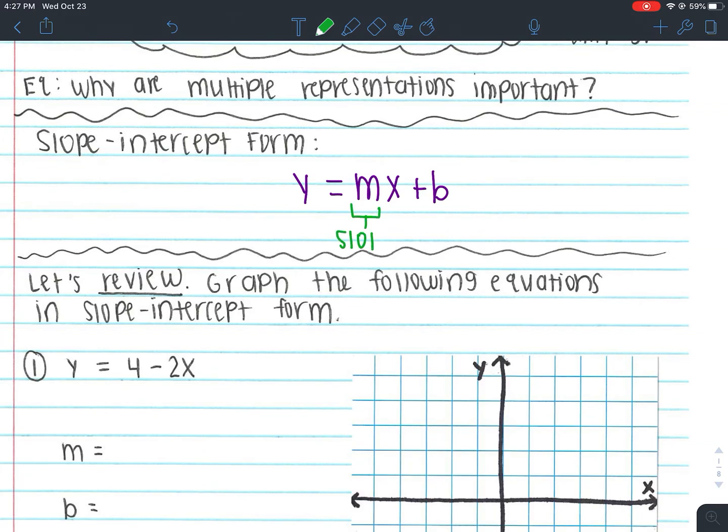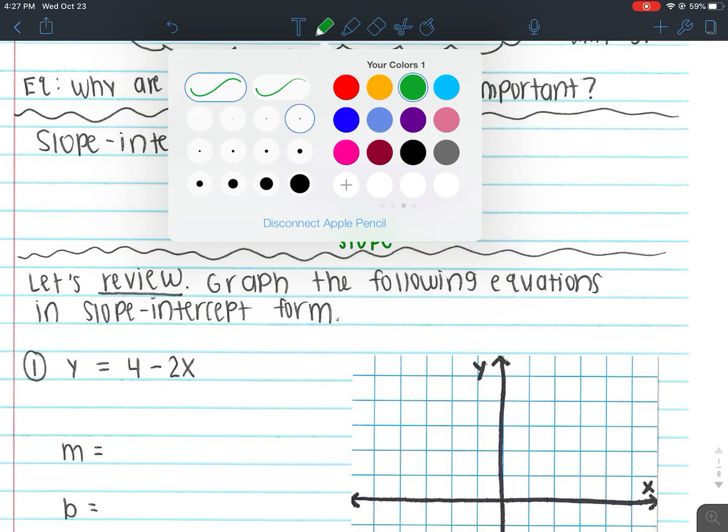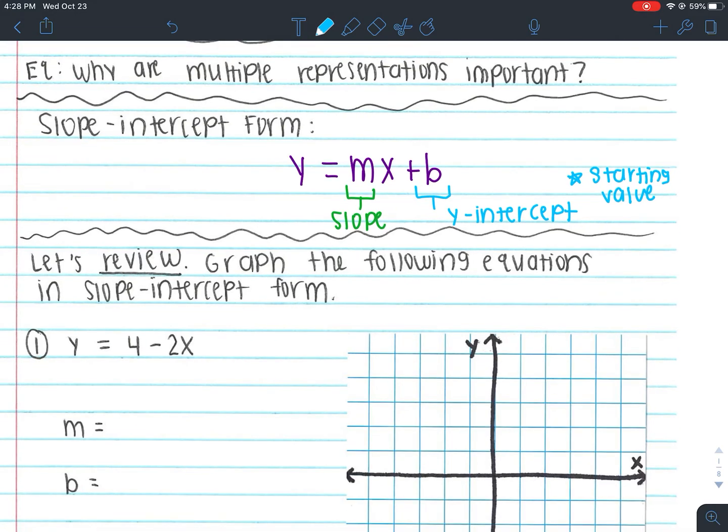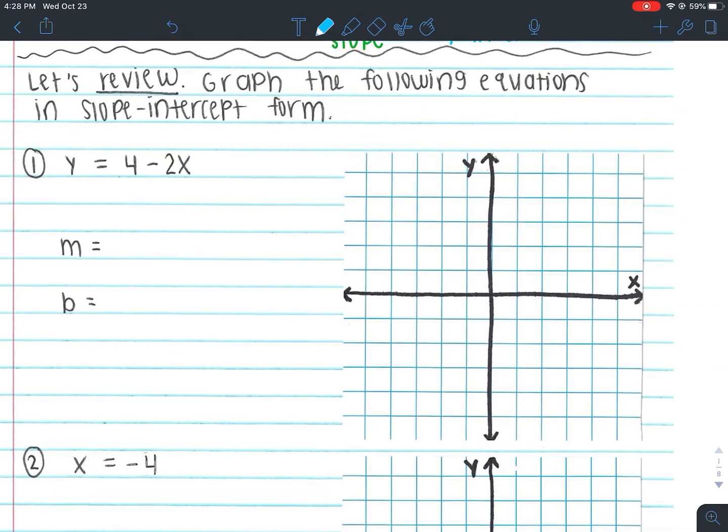The slope part of this equation is going to be the m value. So m always represents slope for us. And the intercept part is going to be the b value. So this is the y-intercept. So not just any intercept, it's the y-intercept. And just as a special note, this is also considered our starting value. So when we have a word problem, whatever we start with in that problem is going to be the y-intercept. Okay, and that's also our starting point when we are graphing as well.